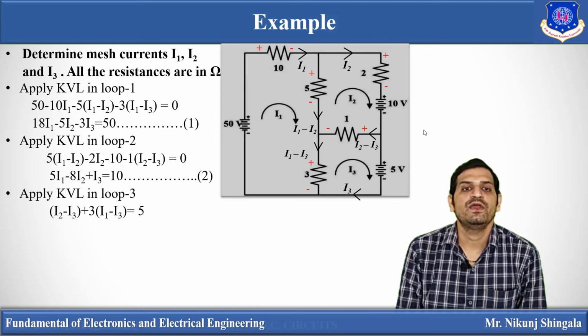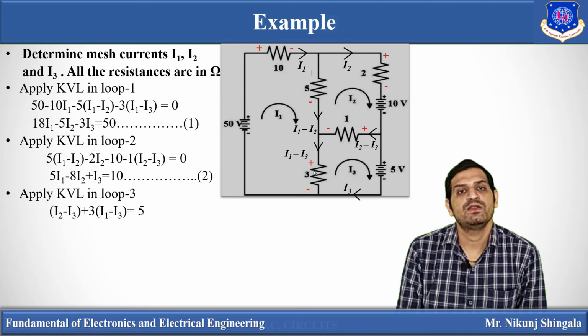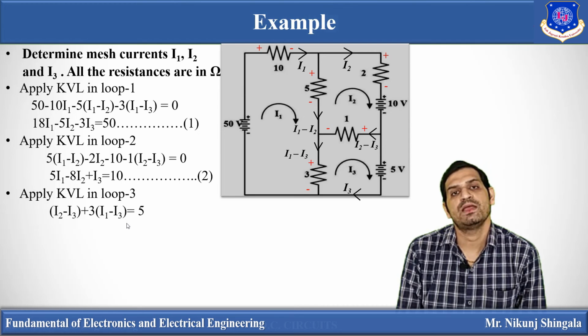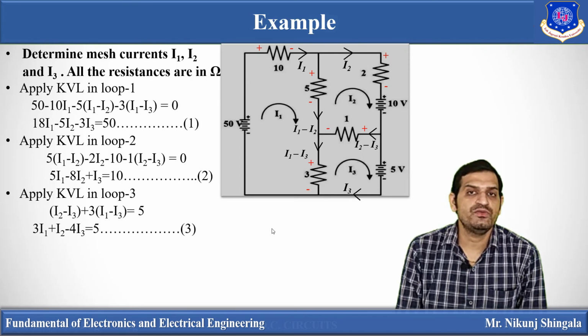And the third one, if we apply KVL in loop 3, starting here, suppose we are moving in this direction, so we will have a negative sign first. So 1 into (I2 minus I3), then a plus sign is coming first, then it is a minus 5, then here plus 3 (I1 minus I3) is equal to 0. If we solve that, we will get I2 minus I3 plus 3 (I1 minus I3) is equal to 5. So these are the three equations which we are getting.